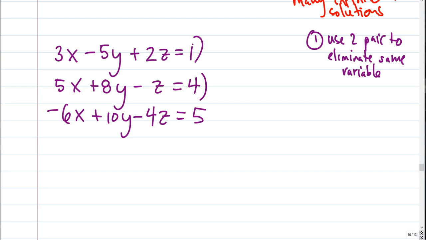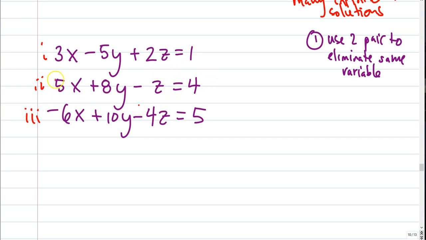This one looks a little more complicated. I don't know why I left those parentheses in there. Sorry about that. Alright, so I'm going to eliminate the same variable. Which variable this time? I like the 3 with the 6. That wouldn't be bad, but that 5 kind of stinks. I like the 5 and the 10, but that 8 kind of stinks. I think I'm going to do the z's again. So I have a positive 2 and I have a negative 1. I'm going to choose equation 1 and equation 2 to try to get rid of those z's. Okay? And we'll save 3 in a little bit.